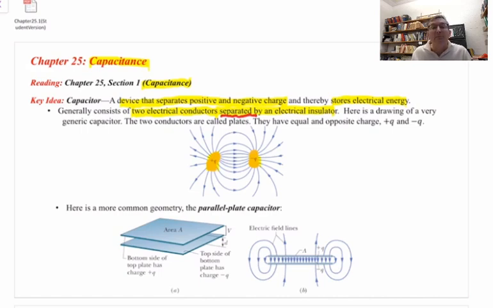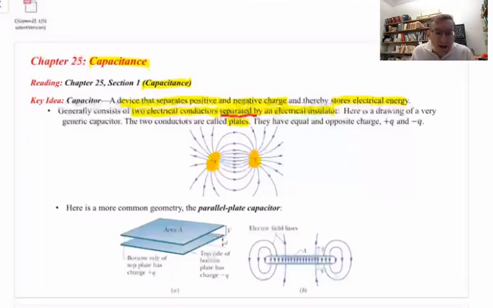So there they are, plus Q and minus Q. Each one is a conductor. Notice, because of the charge, you get electric field in all of the space around the two conductors, and you can see some electric field lines to basically show you where the electric field is strong, where those field lines are bunched together, and what direction they point in, away from the positive charge and towards the negative charge. All right, that's a very general description of a capacitor.